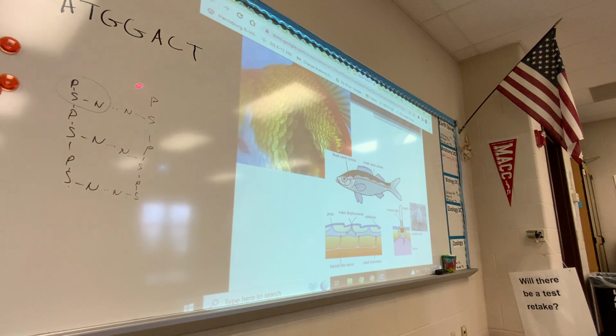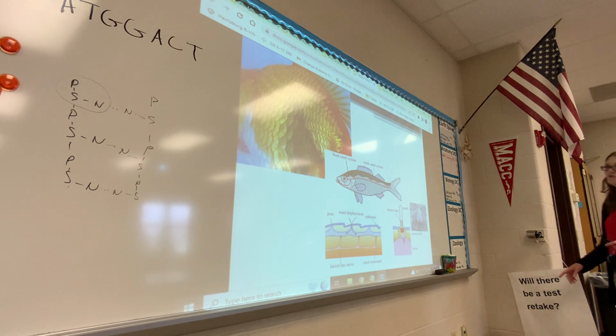Alright, so this shows the lateral line. You can see the little tiny holes. This is just a goldfish, but if you look closely you can see the little holes on the side of the goldfish. And like I said, you will be able to see this when we dissect the perch tomorrow.